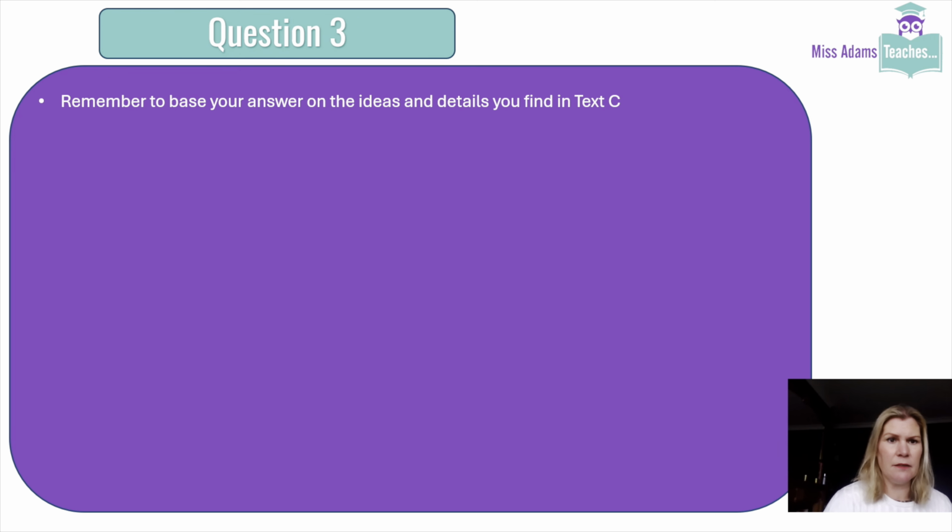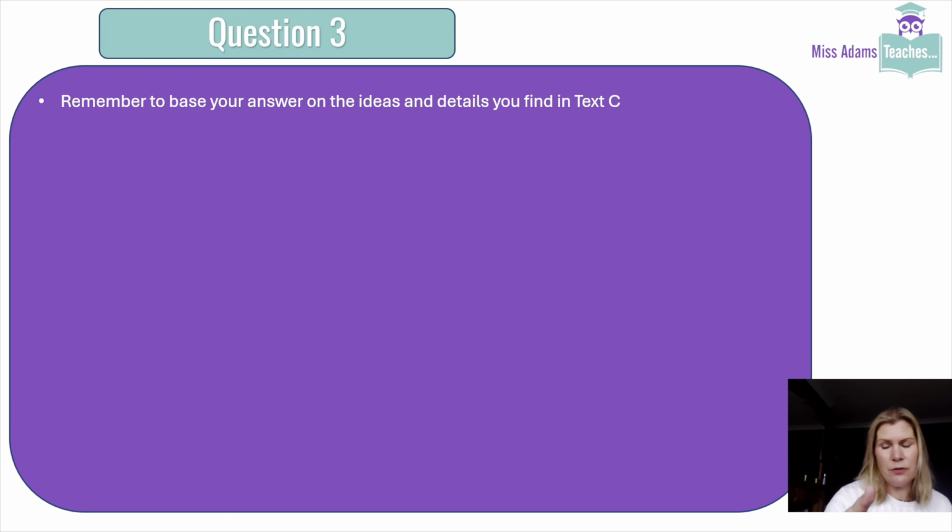Okay, question 3 is the biggie. This is obviously the 25 marker where you are finding information and then rewriting it for a particular audience and purpose and in a particular format. So first things first, actually use Text C.